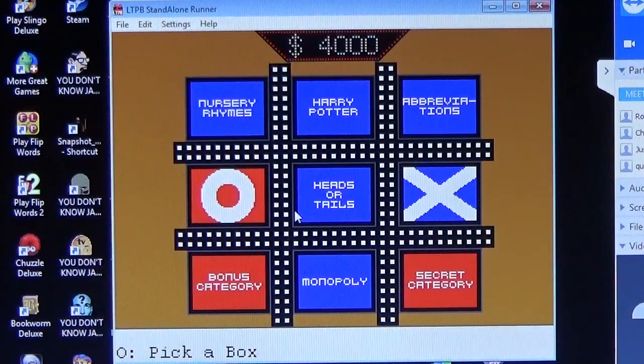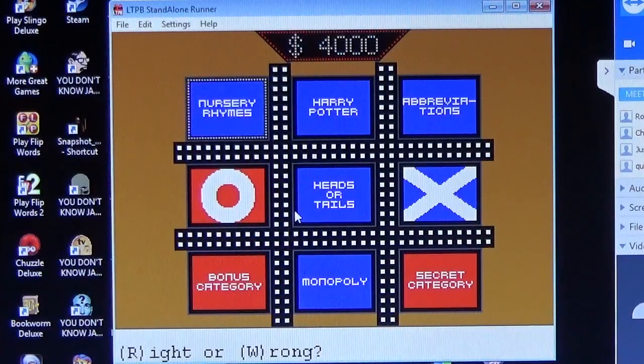Nursery rhyme again. He loves that category. Your question on nursery rhymes. What did Little Miss Muffet sit on? Again, what did Little Miss Muffet sit on? Is it A, a muffin, B, a tuffet, C, a puffet, or D, a bucket?